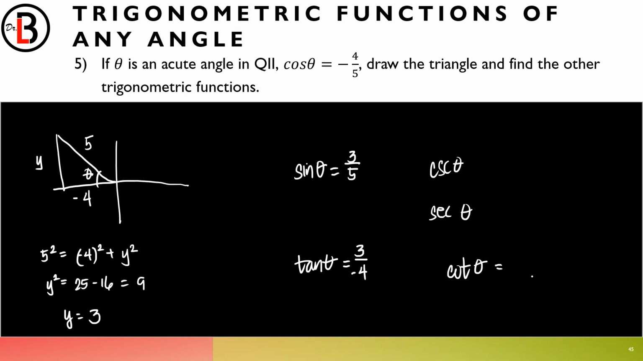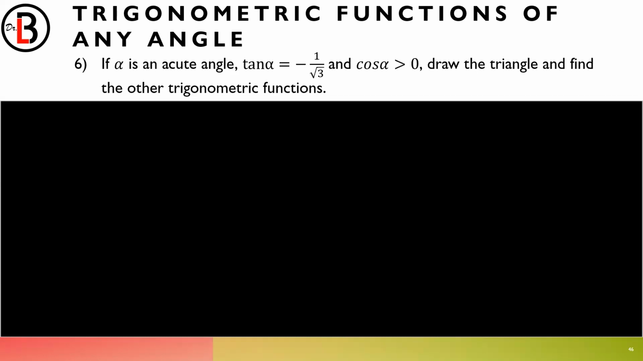Therefore, I can solve for the cotangent by looking at this. It's negative 4/3. Secant is just the reciprocal of cosine. You already know what cosine is. Negative 4/5 from the top. So it's negative 5/4. And then cosecant is the reciprocal of sine. 5/3. Okay? So to understand this further, I'm going to give another example.